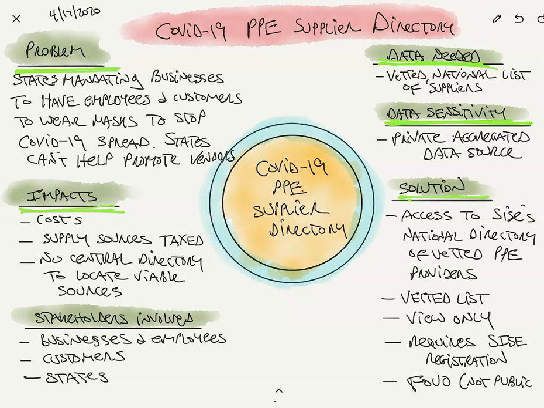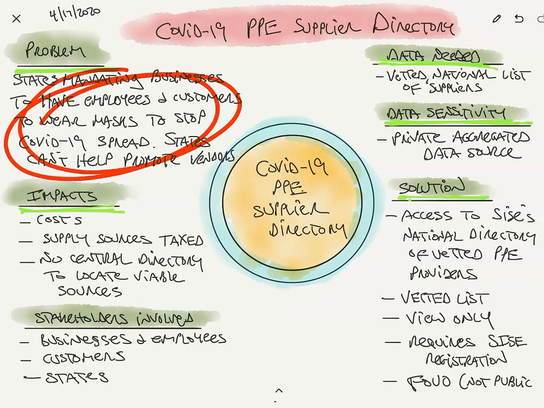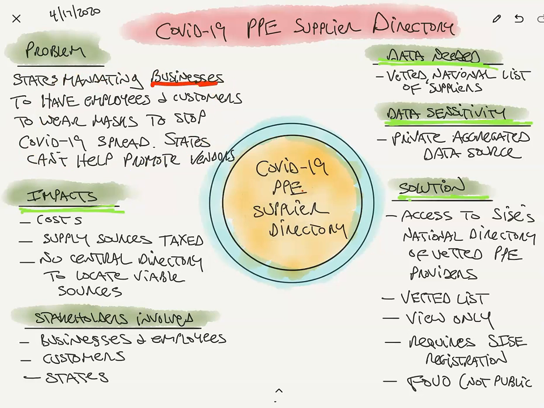Hi, in this video, we want to provide a use case overview that was just brought to us by several of our states here on the East Coast for COVID-19. The problem is governors have just announced today or last night that they want businesses to provide masks to their customers and their employees to stop the spread of the COVID-19 virus.